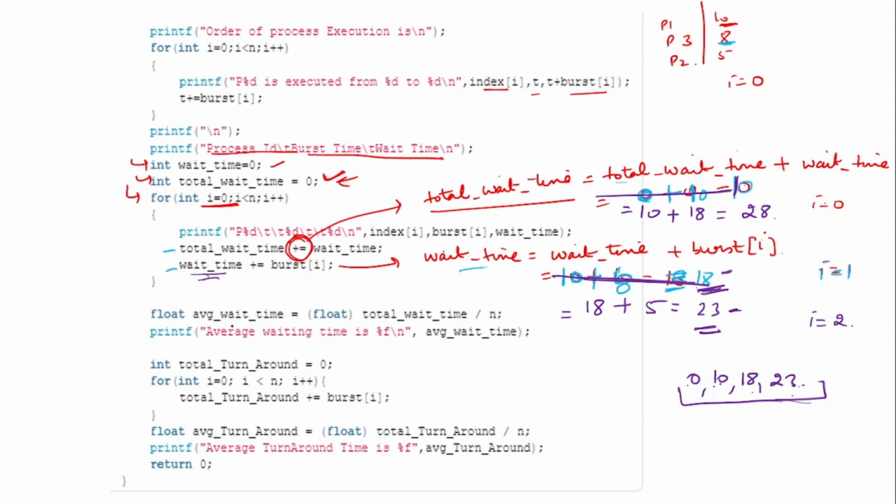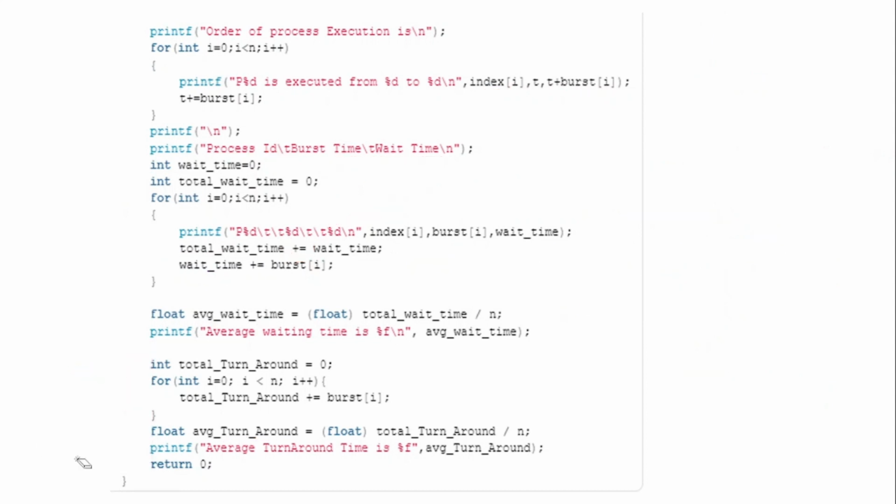Similarly, I can now calculate the average waiting time of all the processes. I can now calculate the average turnaround time for the processes. The turnaround time is calculated here. Now let me again erase some of the things which are here. Let me just erase everything.